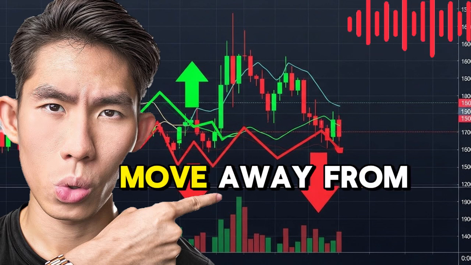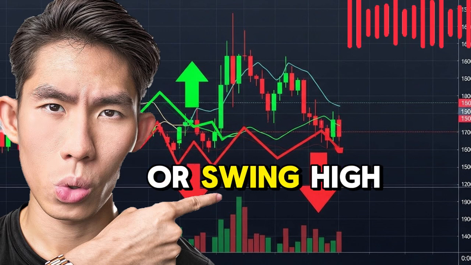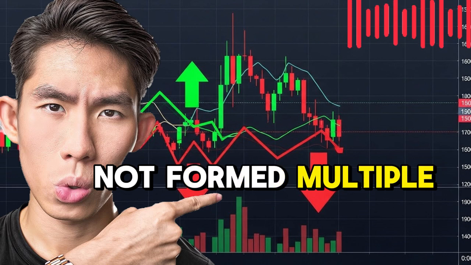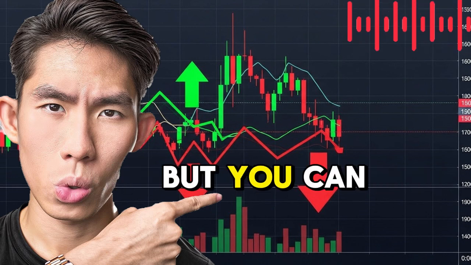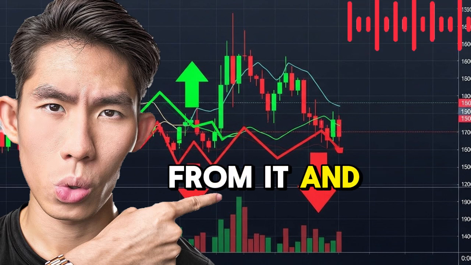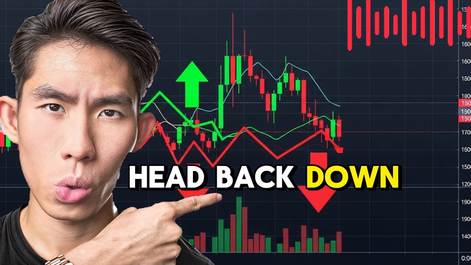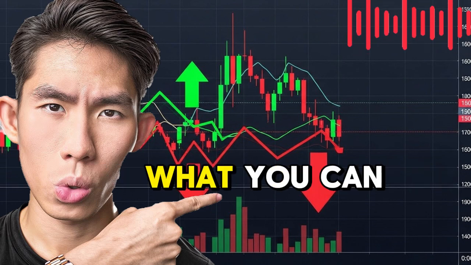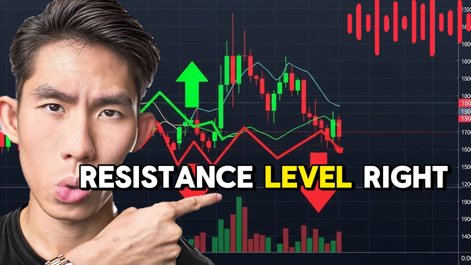Price needs to move away from the swing low or swing high. In this example, you can see that price has not formed multiple rejections yet, but it has formed a swing high and moved away from it. And when it reverses and heads back down, it doesn't just move a tiny bit, it moves significantly. So what you can do is draw a resistance level right here.